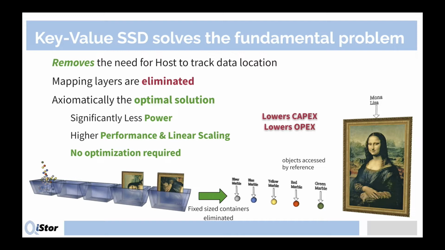It's going to be less power, higher performance, better scaling, and when you come to some of the problems that they have in the databases and the application space, you no longer need to optimize. So all that optimization that you previously had to do, it goes away. This will ultimately lower CapEx and OpEx.